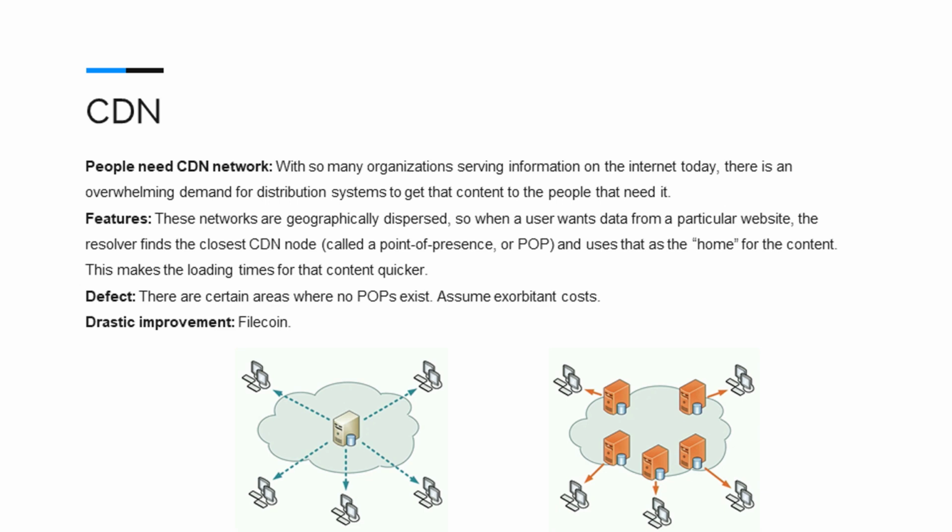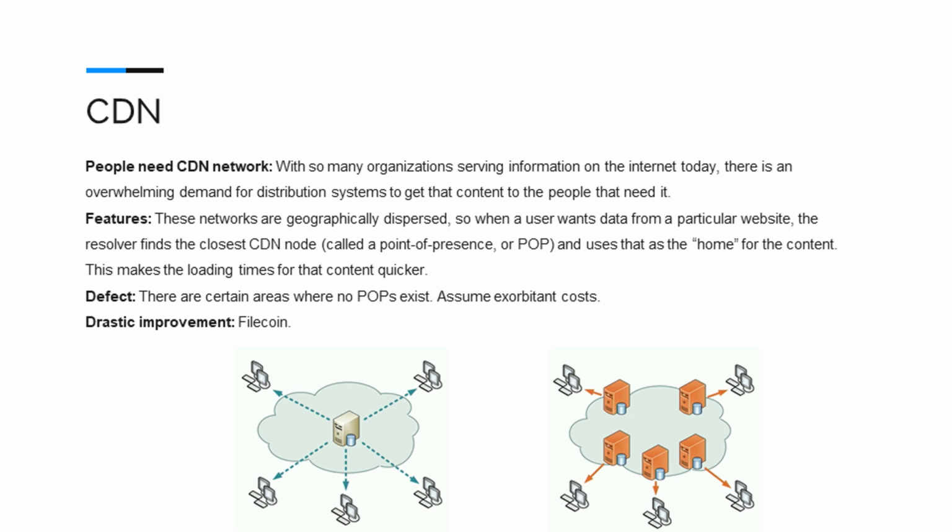With so many organizations serving information on the internet today, there is an overwhelming demand for distribution systems that connect to the people that need it. This is why content distribution networks, or CDNs, exist. These networks are geographically dispersed, so when a user wants data from a particular website, the resolver finds the closest CDN node, which is called a point of presence or POP, and uses that as the home for the content. This makes the loading time for the content quicker.